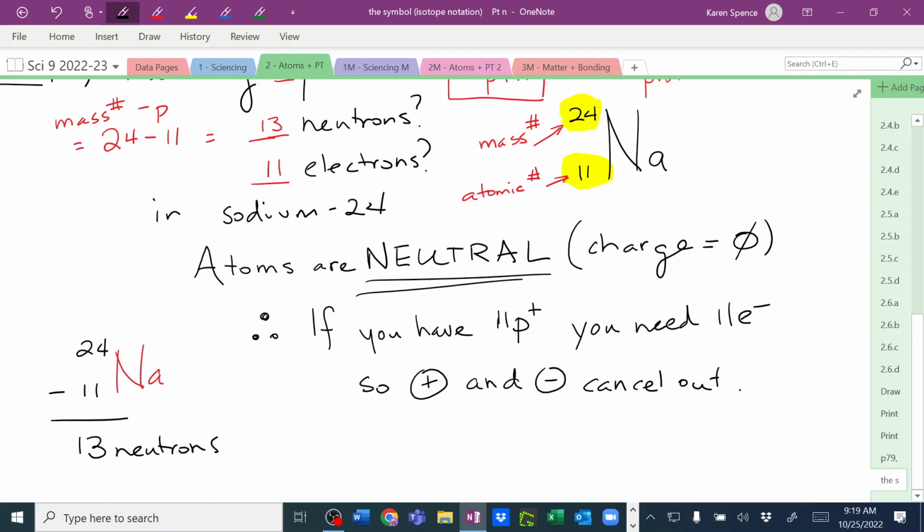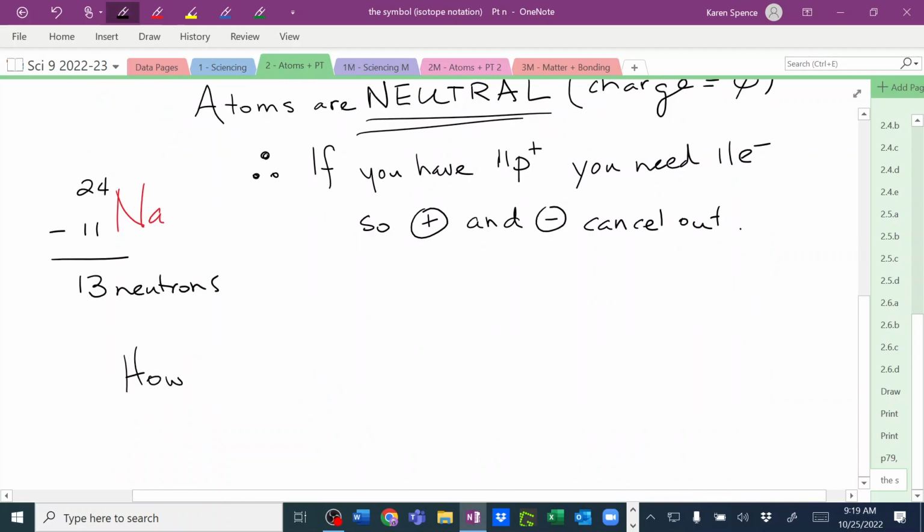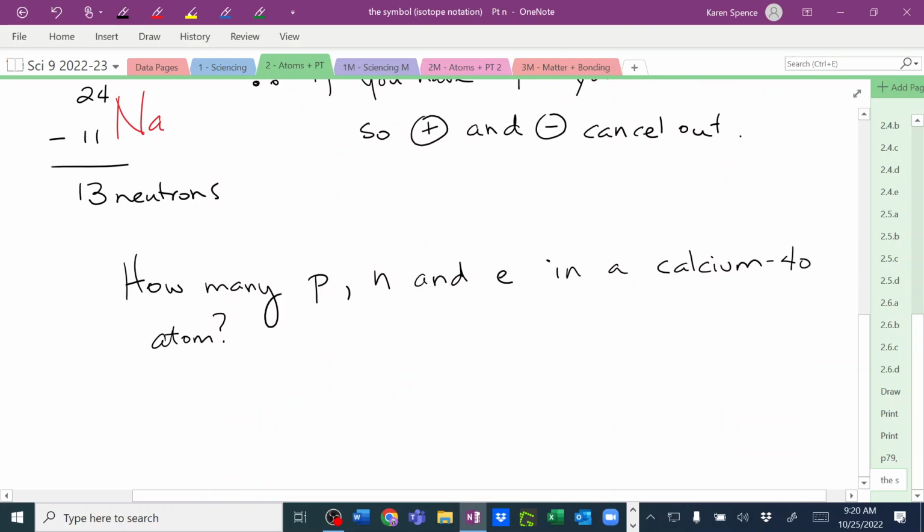So, how many protons, neutrons, and electrons in a calcium 40 atom? Try that one. You'll need your periodic table, look up calcium.